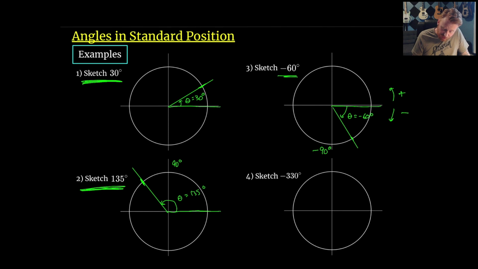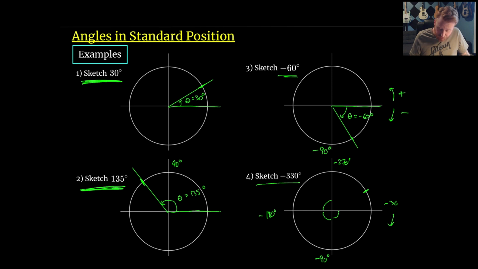And then lastly, we want to sketch negative 330 degrees. Thinking about that here, we're again moving in the negative direction. So this gives me negative 90. If I go another 90, we'll have negative 180. Another 90, we'll be at negative 270. If I go all the way around, I'd be at negative 360, and that would be too far. But I just want to go 60 more.